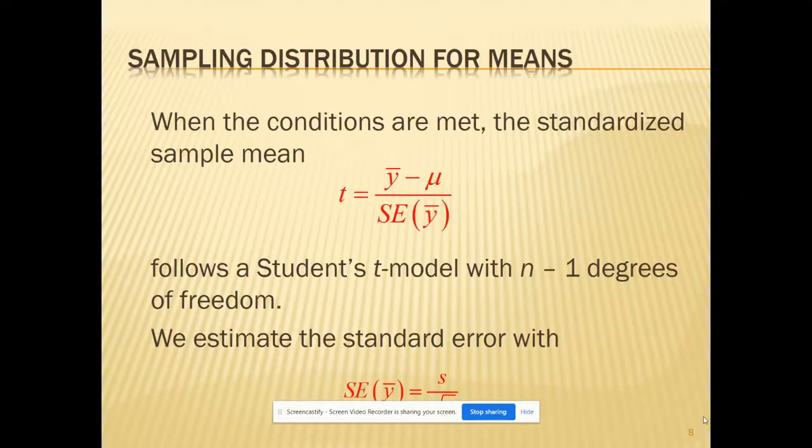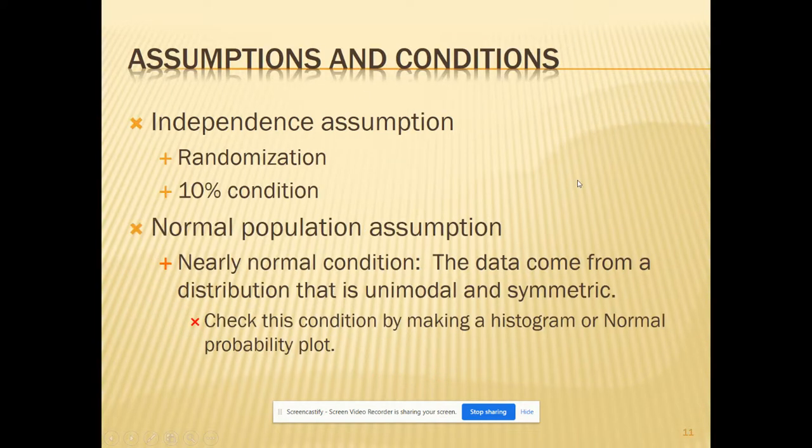Okay, talking about inferences with means, we said that our means will follow that t distribution when we don't know the population standard deviation. We're substituting in the sample standard deviation when the conditions are met. So let's talk about what those conditions are.